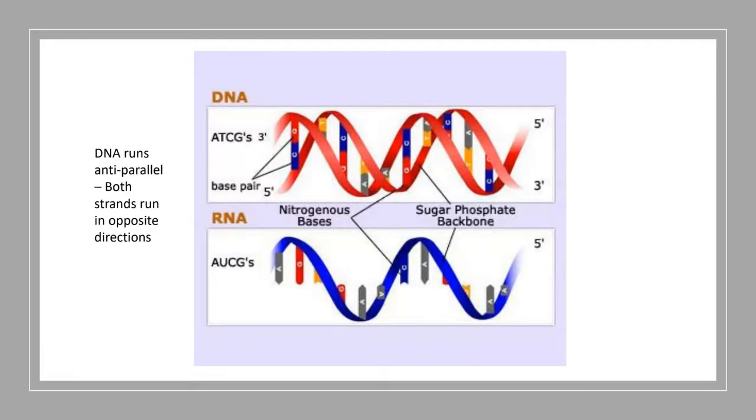Last but not least, DNA. Like I said, DNA is double-stranded. It's going to have one strand going in one direction, and the other one going the other way around. That's what it means when you hear that both strands of DNA run anti-parallel to each other. One goes 3' to 5', the other one 5' to 3'. And then you have your base pairs over here.